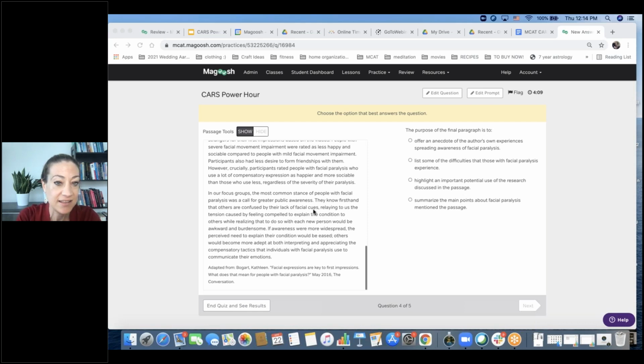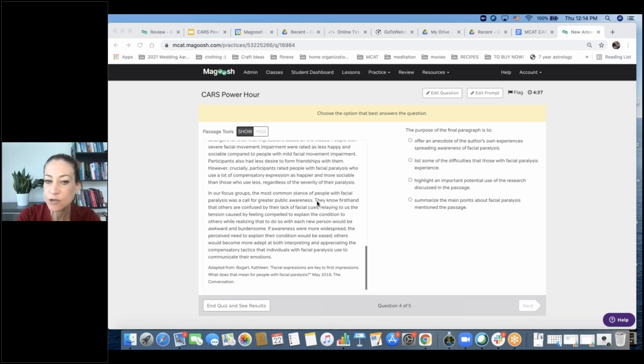This isn't really a summary, so they're not going into the research on universal facial expressions. And then again, like one of the other questions that we went over, it's rare for a CARS passage to summarize at the end. That's not the technique they use. They tend to be quite difficult passages where it can be a little difficult to connect one paragraph to another.